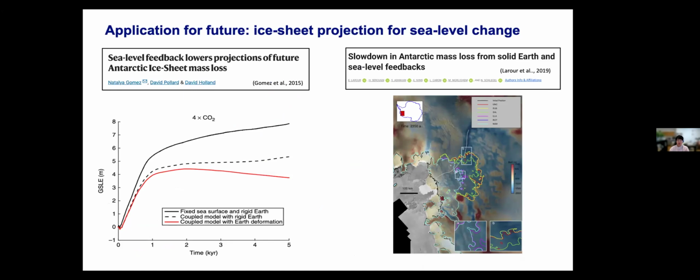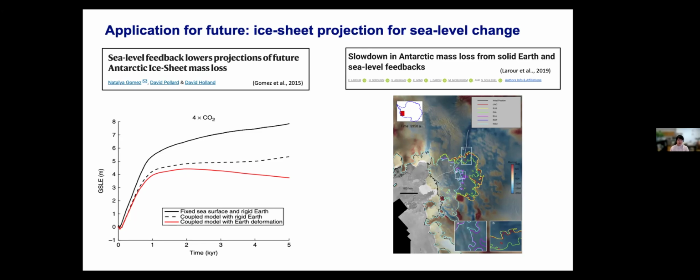I think I mentioned that GRD effects or GIA have been studied in the paleo context, and have been considered a very important factor in modeling paleo ice sheets. However, for projecting future ice sheets, these GRD effects have typically been ignored, because historically future projections have focused only on decadal or centennial time scales. And that time scale was typically considered not very important for the long-term viscous response of the Earth.